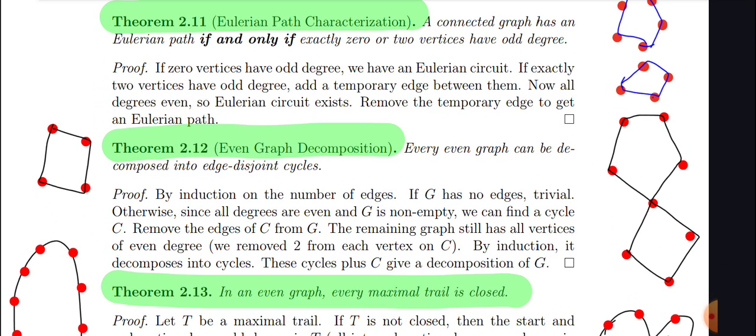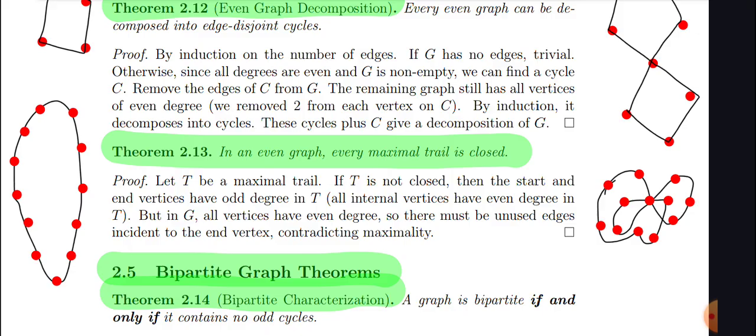And as a final note on Eulerian structure, we have the theorem that in an even graph, every maximal trail, a trail that cannot be extended further, must be closed. Yes, if you start walking in an even graph, you simply cannot get stuck in the middle of a route. You must always be able to return to a previously visited vertex, ultimately closing the circuit. You can't get stranded. You can't.